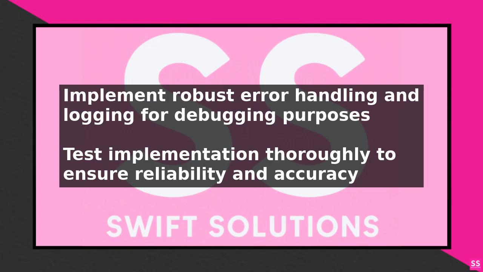Best practices for batching Bill.com API events include implementing robust error handling, logging requests and responses for debugging purposes, and testing your implementation thoroughly to ensure reliability and accuracy.